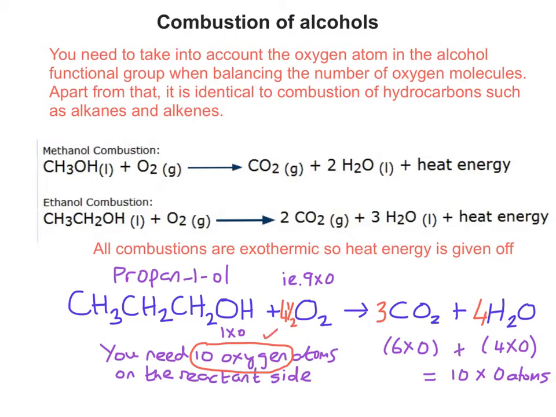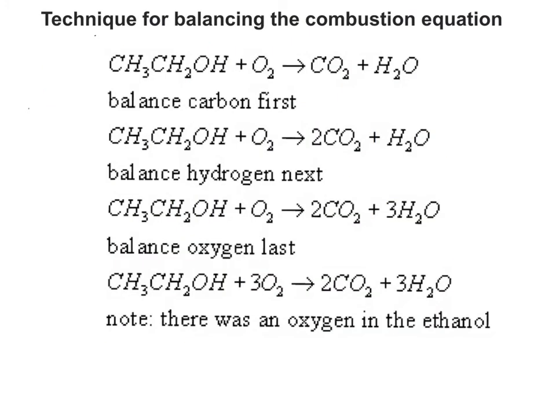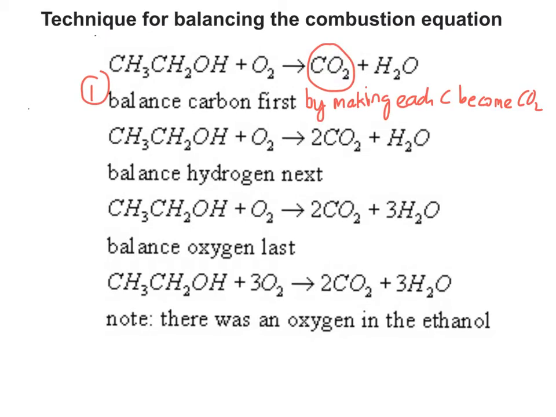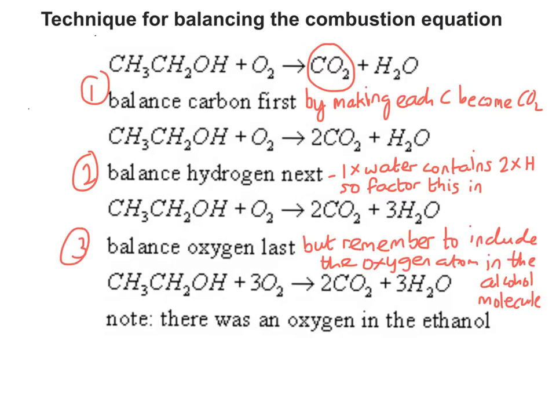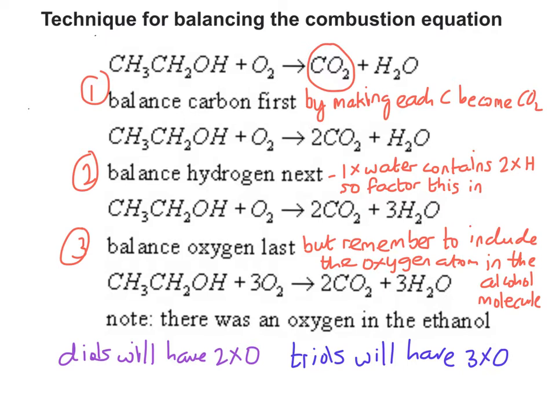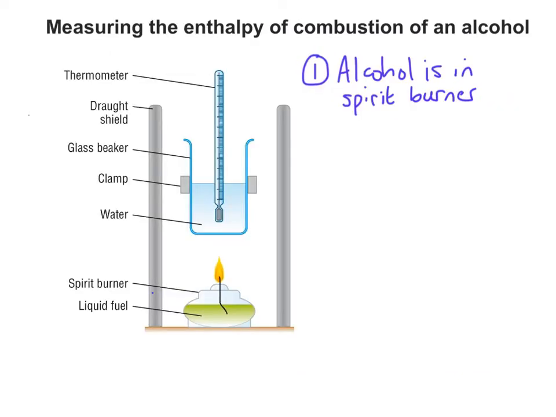So it's something to keep an eye out for if you're trying to balance a combustion equation for an alcohol. Always include the OH in your calculation. So you could sum it up this way. First thing you do is you balance the carbons. Make sure each carbon in the alcohol becomes a carbon dioxide. Next up is the hydrogens, but don't forget that one molecule of water contains 2 hydrogen atoms. And finally balance your oxygen, but don't forget to include any oxygen atoms that are in the alcohol molecule itself. And don't forget to factor in how many OH groups you've got if you're dealing with a diol or a triol.